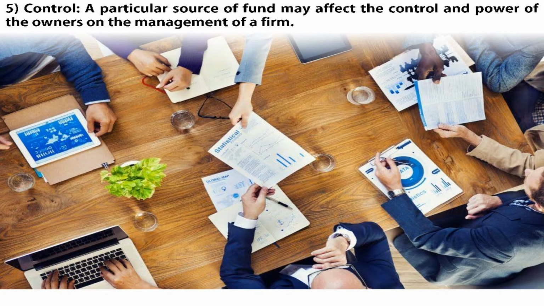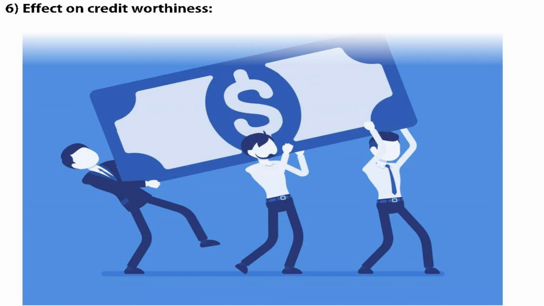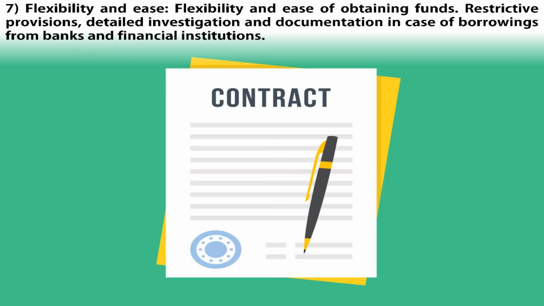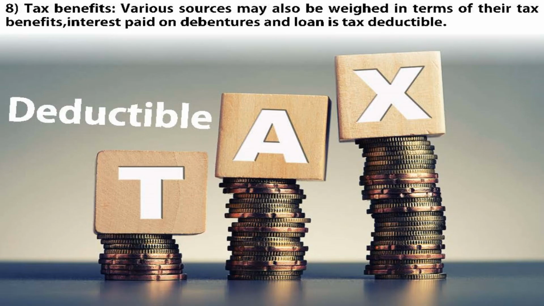Control. A particular source of fund may affect the control and the power of the owners on the management of the firm. Effects on creditworthiness. It will also affect the choice of the source of fund. Flexibility and ease of obtaining funds. Restrictive provisions, detailed investigation and documentation in case of borrowing from banks and financial institutions. Tax benefits. Various sources may also be weighed in terms of their tax benefits. Interest paid on debentures and loans is tax deductible.